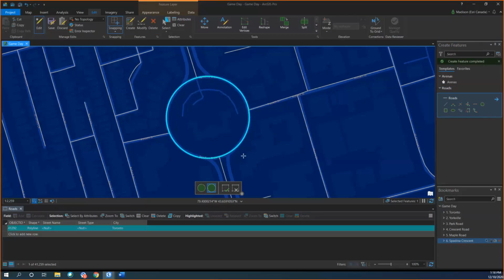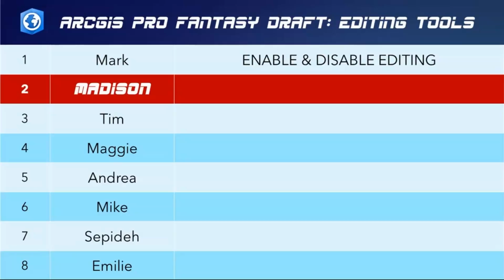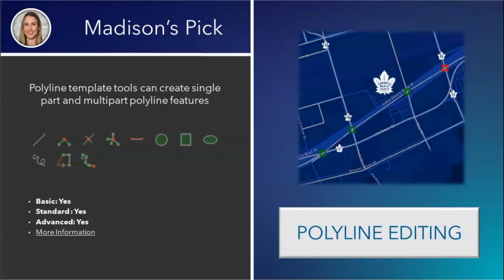Super fun and very easy also. And that's all. Back to you, Mark. Super fun. That is amazing. So for your second selection in today's draft, you have chosen the ability to use the Create Features tool to be able to make some polyline edits, and you showcase some of those tools that you see here in the toolbar. So awesome pick for your second selection, Madison.